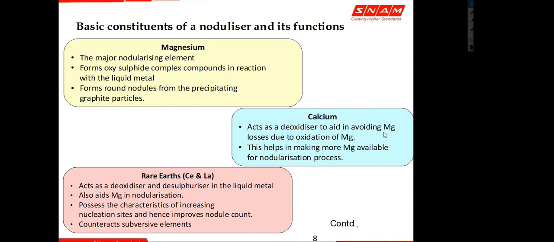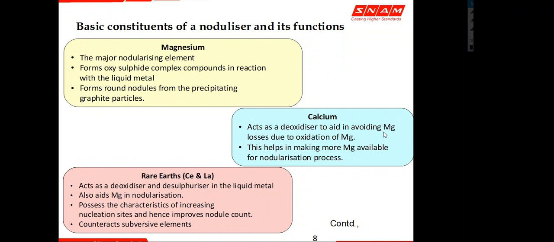Rare earths, generally cerium and lanthanum. These two elements have good affinity towards oxygen and more affinity towards sulfur, and this also aids magnesium in nodularization. So cerium, lanthanum and calcium are adding effects to the magnesium. These help so that magnesium doesn't get lost in the form of oxides or sulfides. Also, the special quality of cerium and lanthanum is that they possess nucleating potential. So these can work as a supporting element as a nodularizer, and also like an inoculating element.